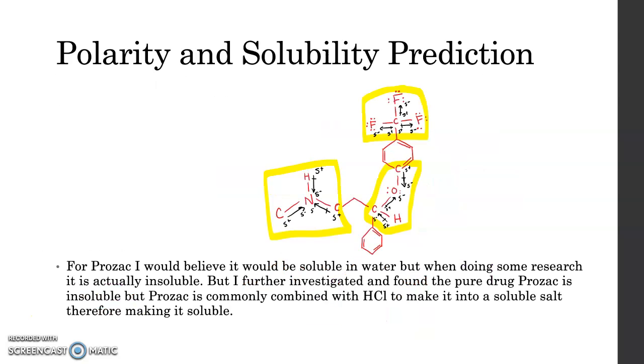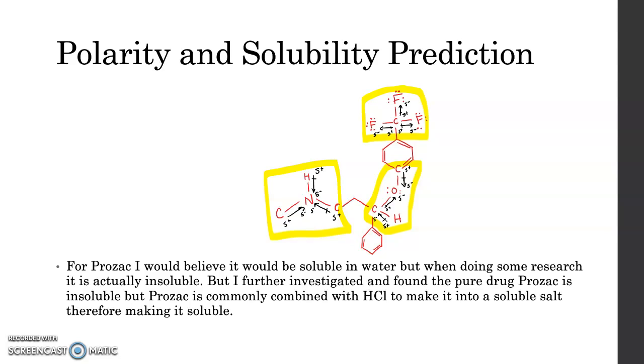Okay, now to continue with the Prozac molecule, we also do see polarity in the Prozac molecule as shown here and is highlighted with yellow. And I would predict that it would be soluble in water, but when I did my research, it actually said Prozac is insoluble in water.